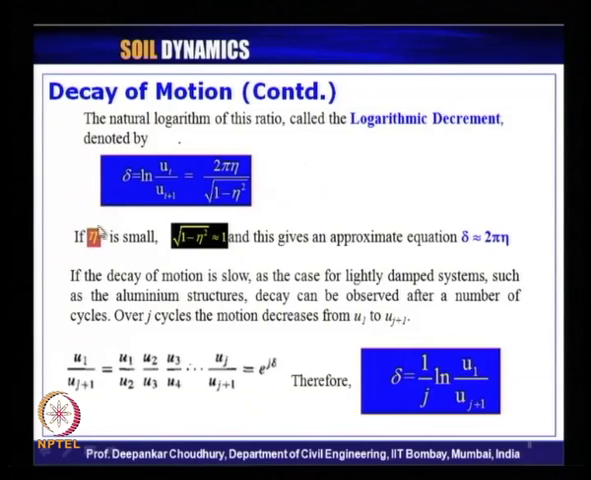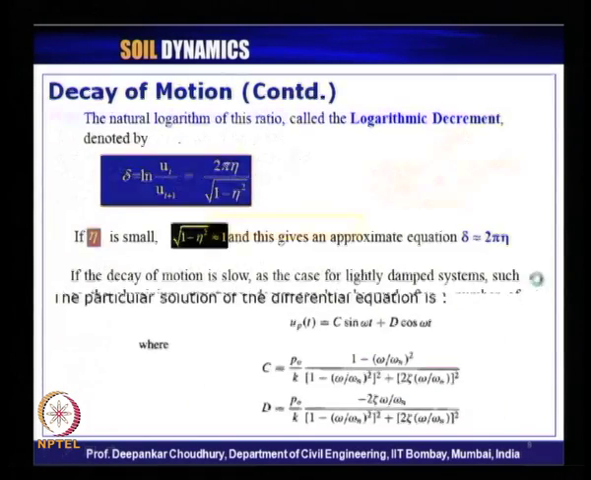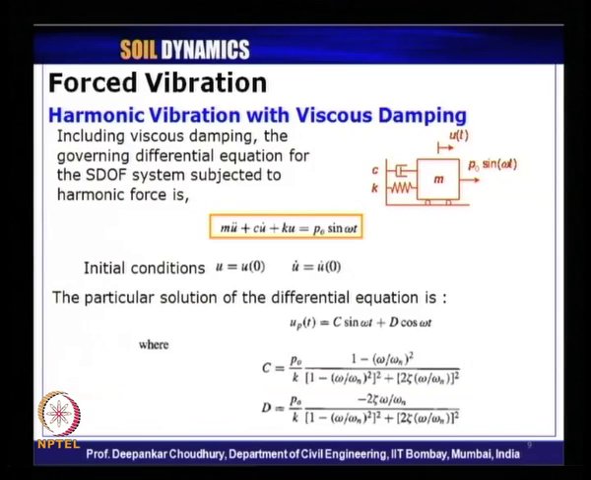And if the value of eta is very small, suppose for aluminum structures, as we have discussed, the damping ratio has a typical range of about 0.1% to 1%. For those types of problems, the root term will be almost equal to 1. So, we can approximate that delta is approximately equal to 2 pi eta when eta is pretty small. Let me come to the next topic of our discussion, forced vibration.